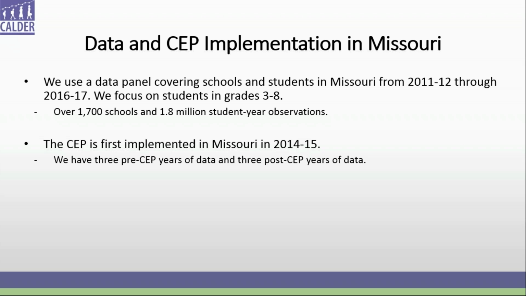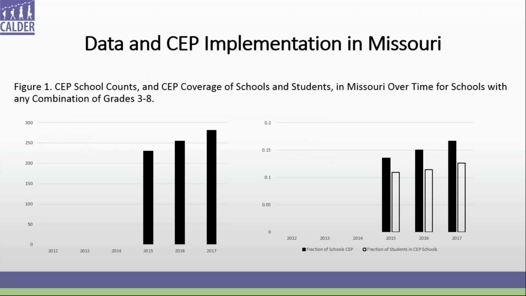And so we built our panels so we have 3 pre-policy years and 3 post-policy years. This is what adoption of the community eligibility provision looks like in Missouri over our data panel. On the left is counts of schools, on the right is the percentage of schools and percentage of students covered by the CEP.